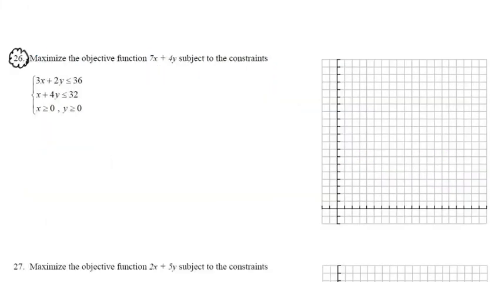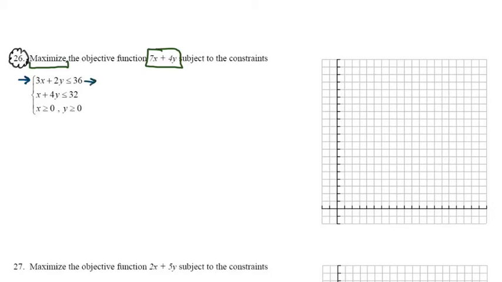Let's go to number 26 and talk about this one together. This one is a maximize problem. It says we'd like to maximize this objective function subject to these constraints. So again, we're going to graph, shade, and then look at which corner points will maximize this objective function. So to start out here, let's get y by itself in this first constraint.